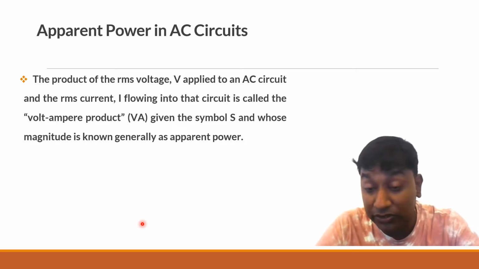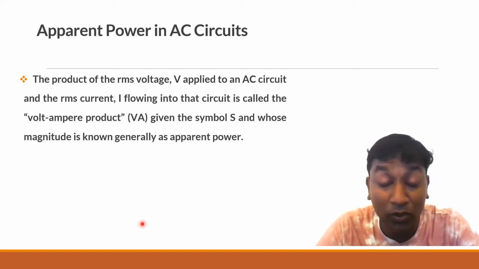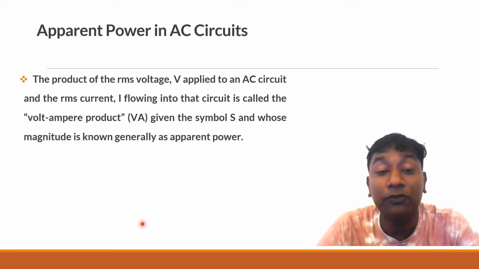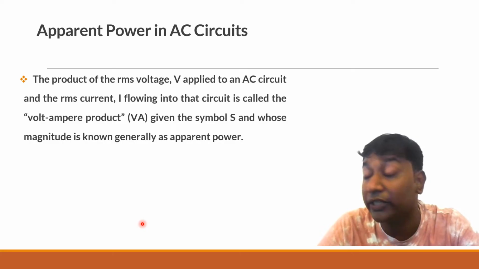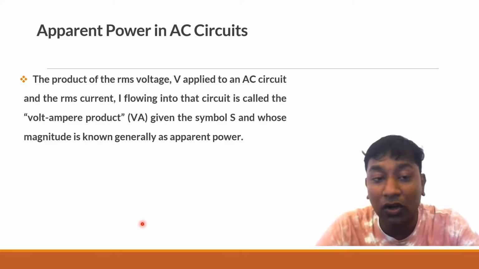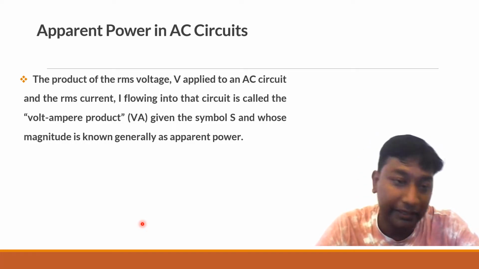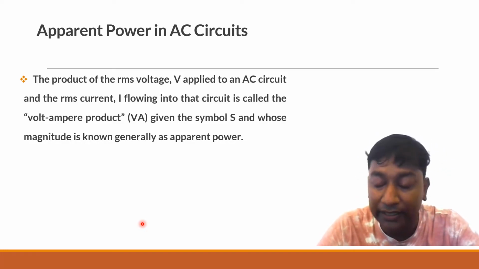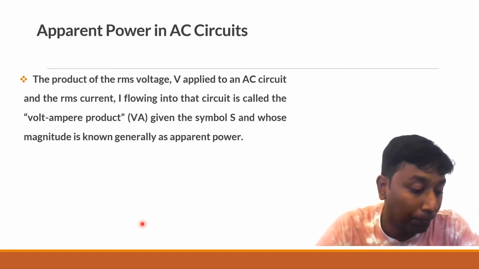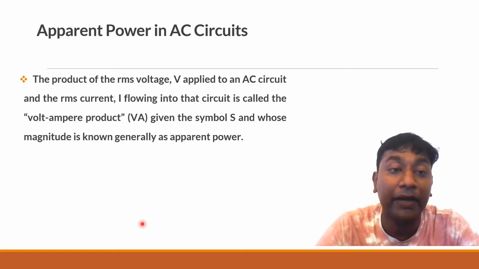Okay. So we are considering the apparent power, which is just the product of the RMS value of voltage applied to an AC circuit and the same RMS value of current flowing into the circuit. This product is called a volt ampere product. Volt is related to the voltage, ampere is the unit of current. It is symbolically represented by S, and its magnitude is generally known as apparent power.